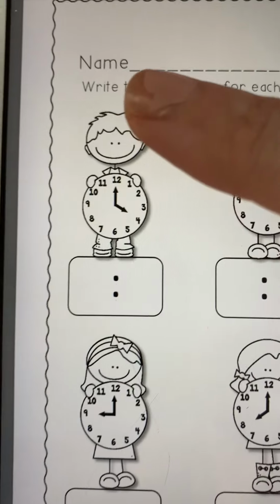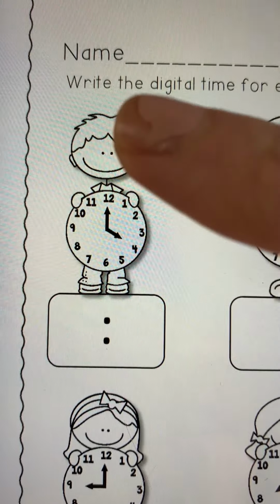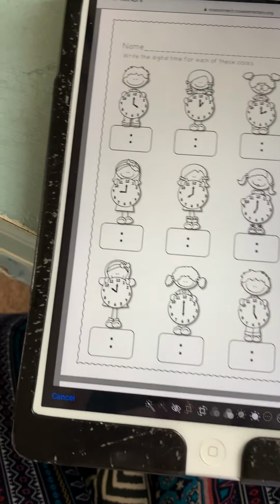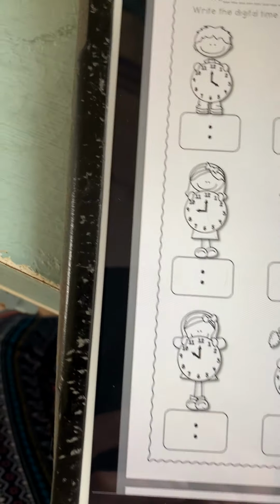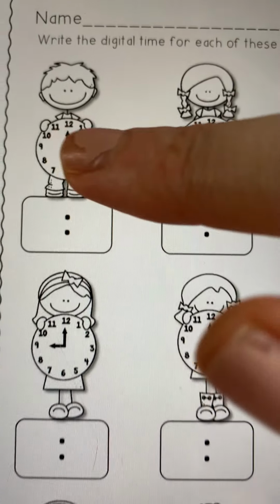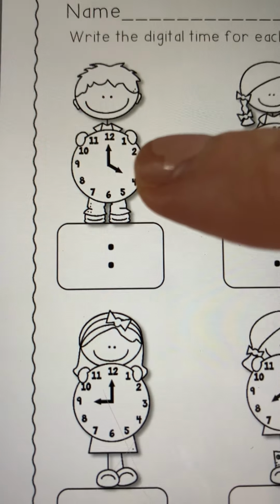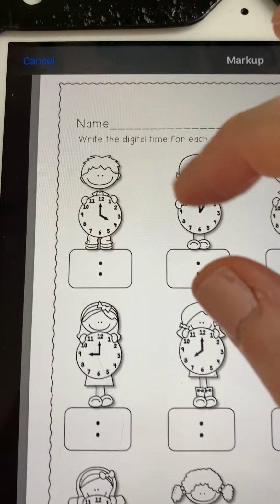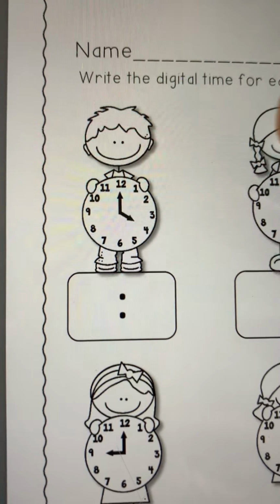So just a reminder, boys and girls, when the big hand is on the 12, that is the o'clock. So let me do the first like 2. Like I was saying, the big hand is on the 12 and then the little hand's on the 4. So the little hand is kind of in charge. He is the one making the decisions to tell you what time it is.